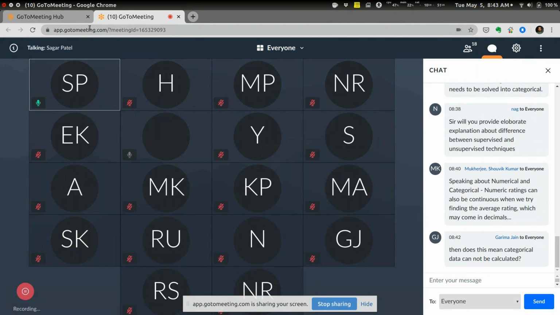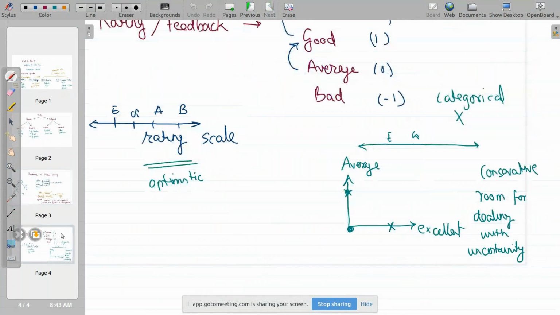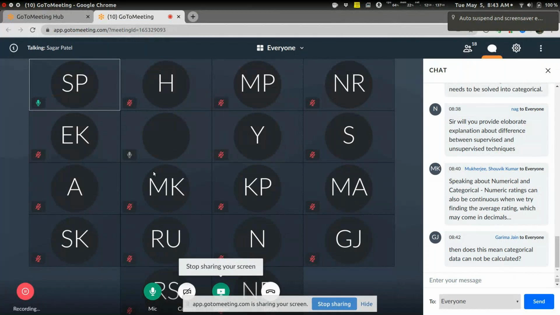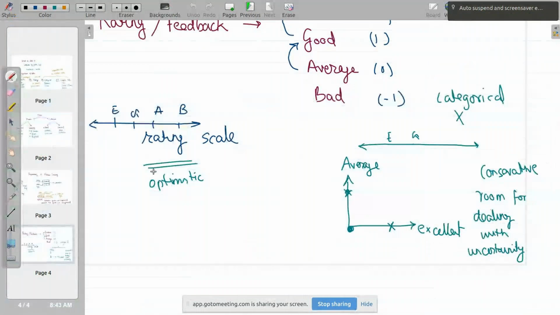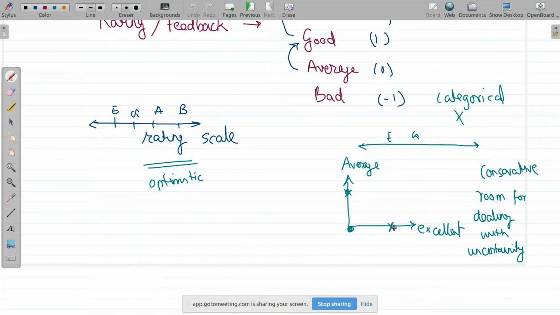A follow-up by Garima on the categorical versus numerical thing. She is asking, does this mean categorical data cannot be calculated? Not really. It is just a separate way of representing data. One thing is you chose a way to represent your data. Second thing is you have certain algorithms and logical approaches to infer information out of it. Those are two separate things.